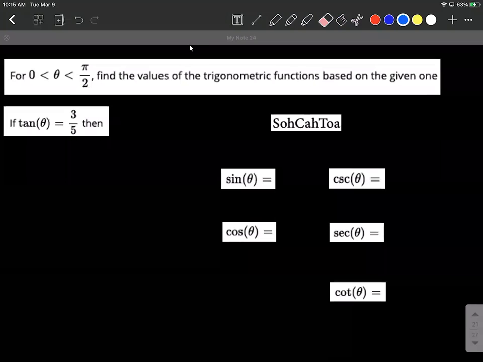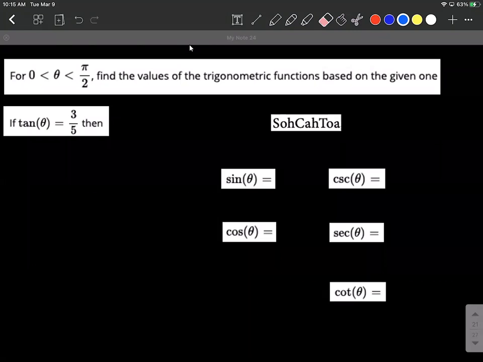In this example, we're told that our angle theta is between 0 and pi over 2, which basically means it's an acute angle, can be drawn in the first quadrant if we'd like. And we're also given that the tangent of theta is 3 over 5. What we're going to do here is we're tasked with finding the other 5 trigonometric ratios, so sine, cosine, cosecant, secant, and cotangent.